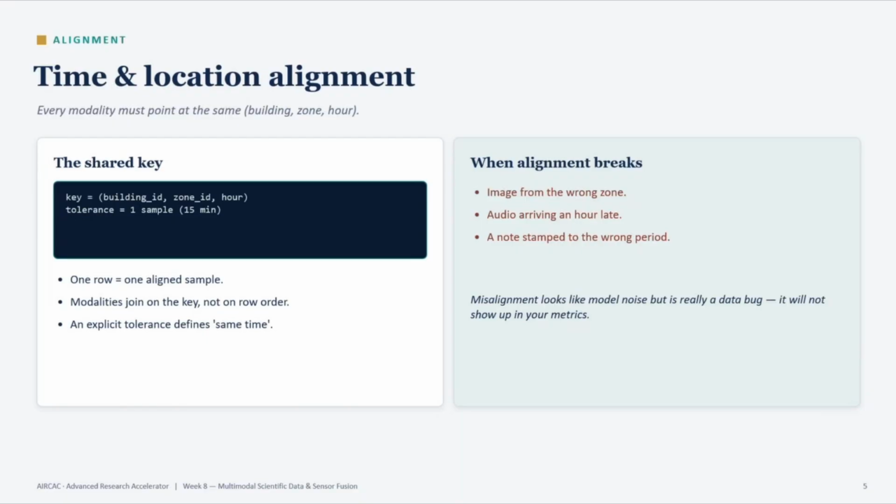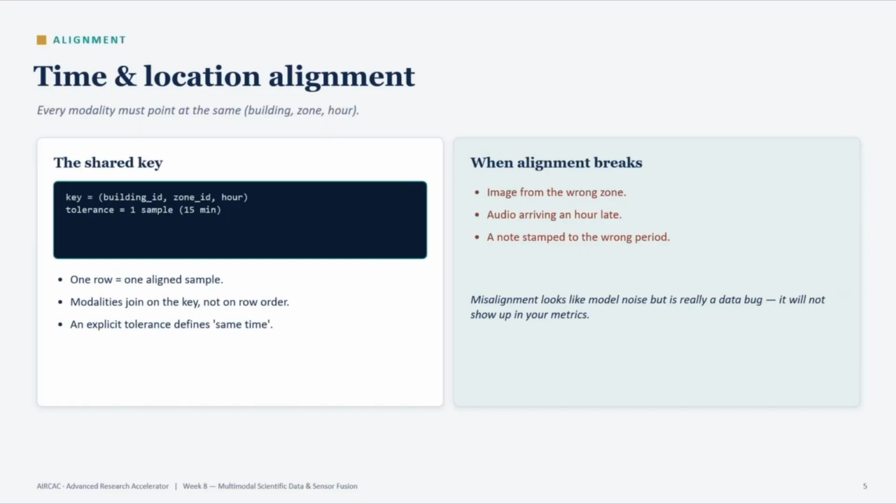This is how to say this time and the location alignment. This is one of the most important problems in multimodal research. It's alignment. Suppose our CO2 sensor measurement comes from building 1, zone 2, at 10 a.m. The image, audio, and the maintenance notes that we combine with it must describe approximately the same location at the same period, or the same time.